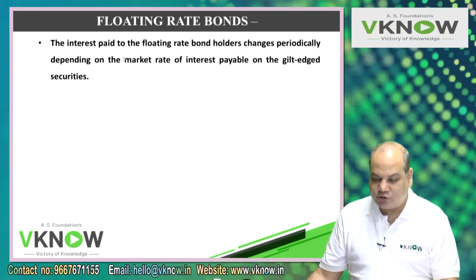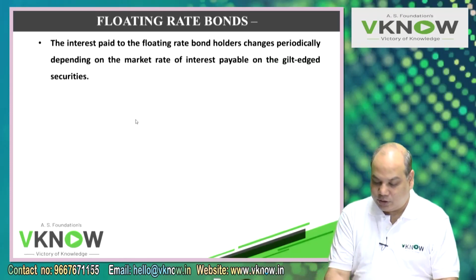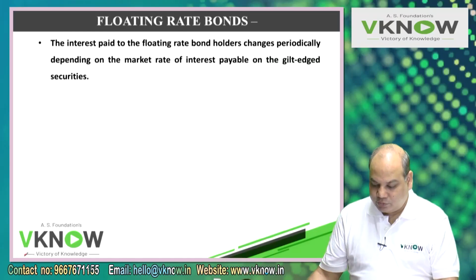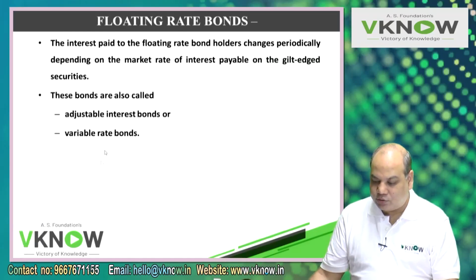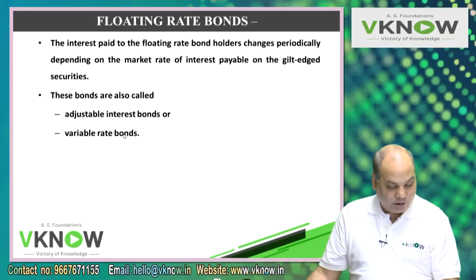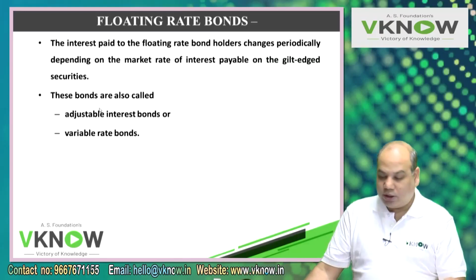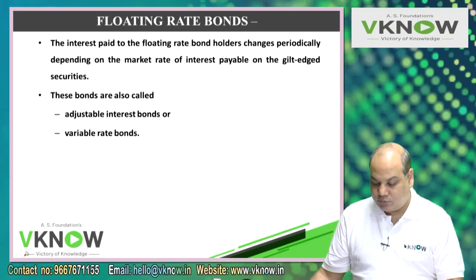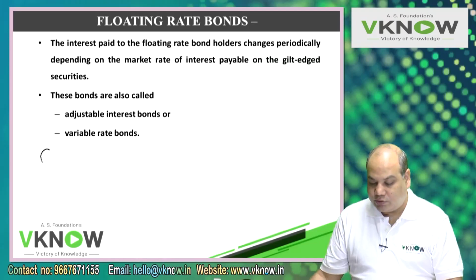So today just discussion. Interest paid to the floating rate bond holders changes periodically depending upon the market rate of interest payable on gilt-edged securities. Right. So what they are trying to say is that interest rate is not fixed. Interest rate is variable. So they are also called variable rate bonds, or adjustable interest bonds. Sir, how does it work? Now in such a bond, understand carefully, because we have to solve a question later.